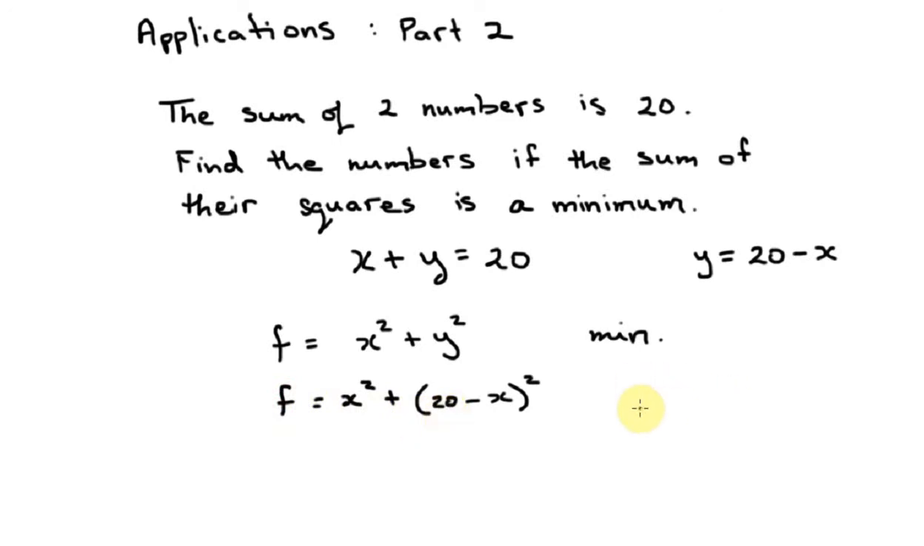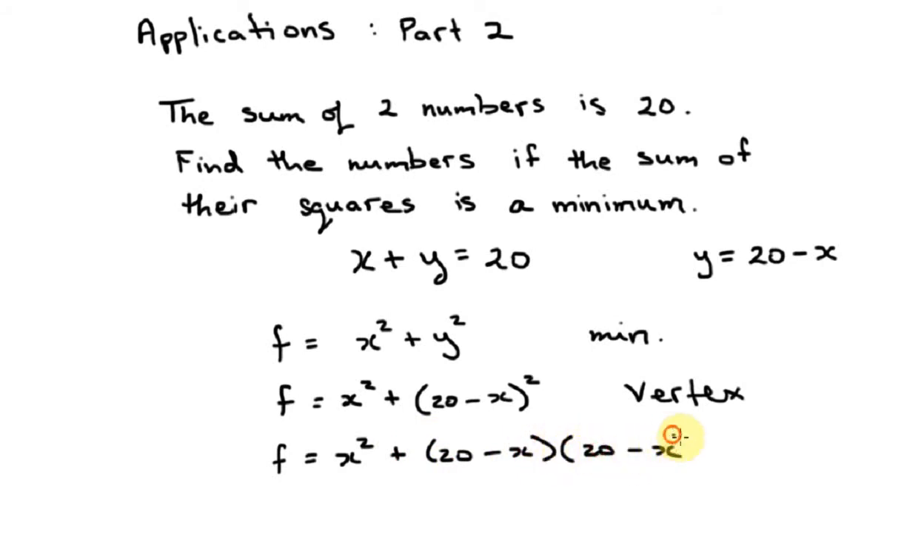And I know that minimums occur at the vertex. So the real job now is we want to figure out where the vertex is, and specifically what x value the vertex has. So I'm going to do a little bit of cleaning this up now. I'm going to start by expanding out this stuff on the right side. So this is 20 minus x times itself. So I've got a little bit of cleanup here to do.